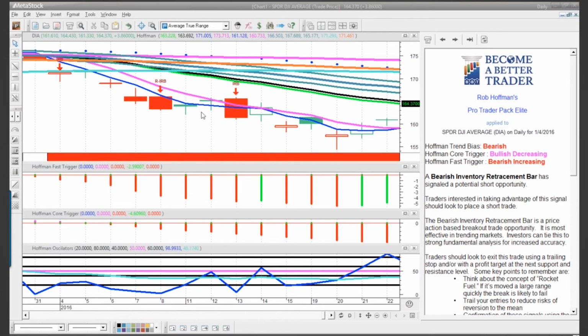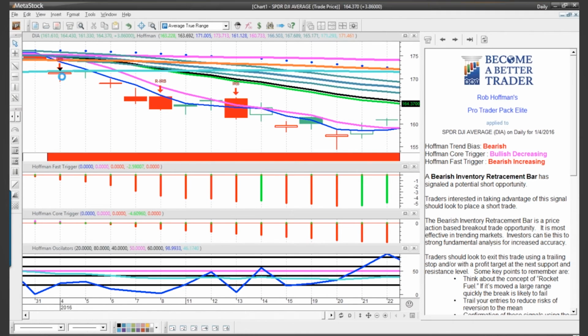One of the things that I like a lot about Metastock and the integration that we've done is we've tied everything together. So we're not just telling you there's an inventory retracement bar, which we tell you that happens, but we're actually telling you when the buy signal happens on the chart. And we do our best to succinctly explain that to you. Let me show you what I mean by that.